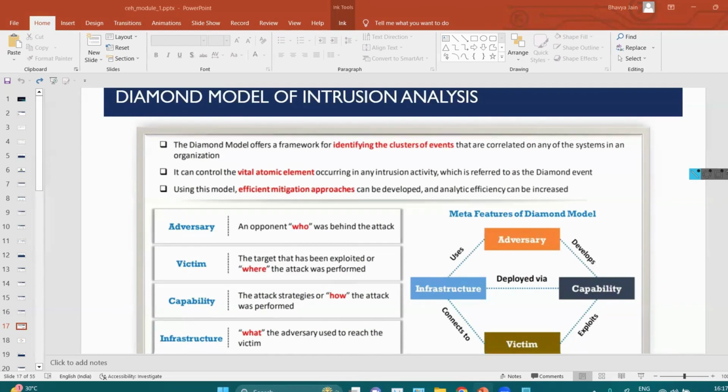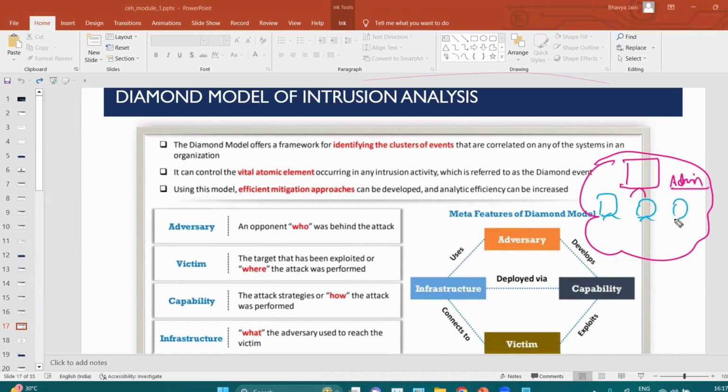For example, we have the network of a company. Inside this network, this is my main system, let's say my admin system. In the network we have multiple other devices, like this device, and some servers, etc. Now infrastructure is like how many devices, or which devices, the adversary, which is the attacker, uses to reach the admin PC.